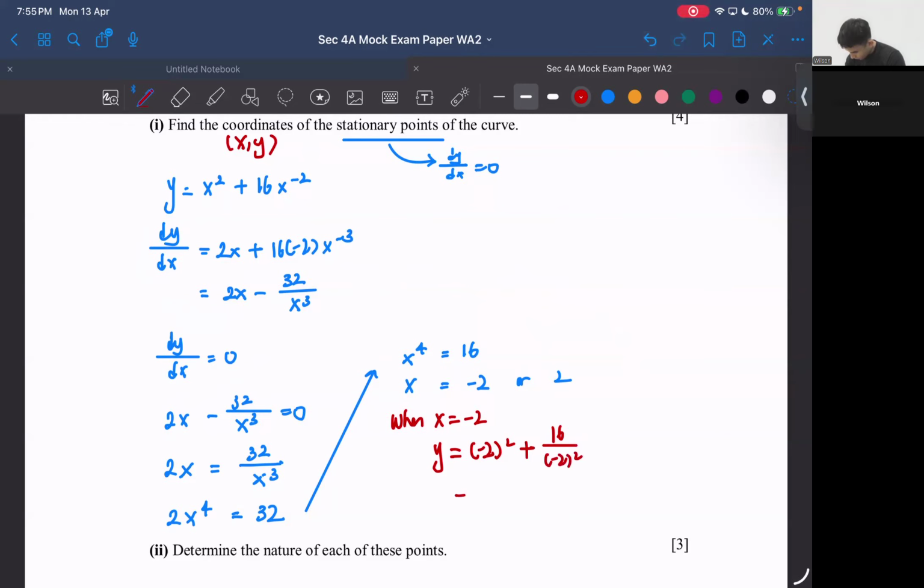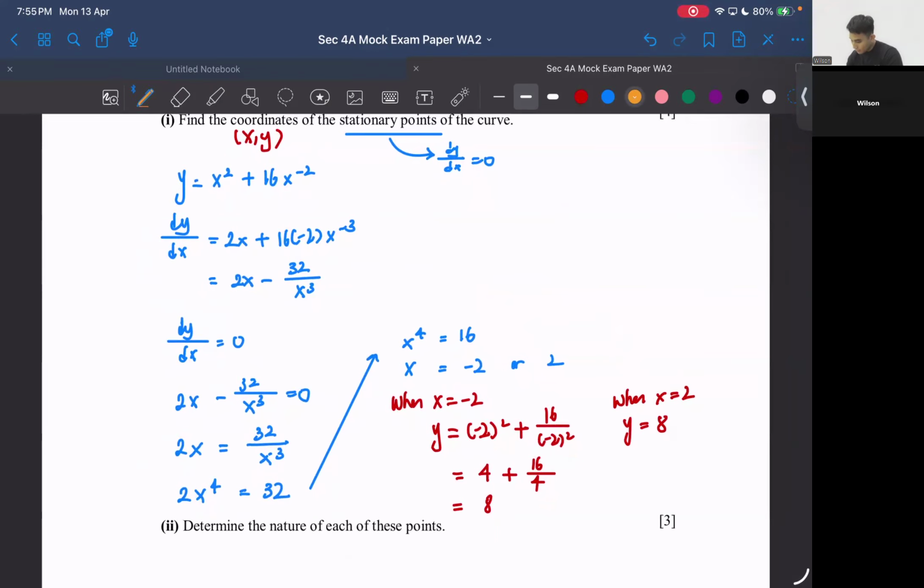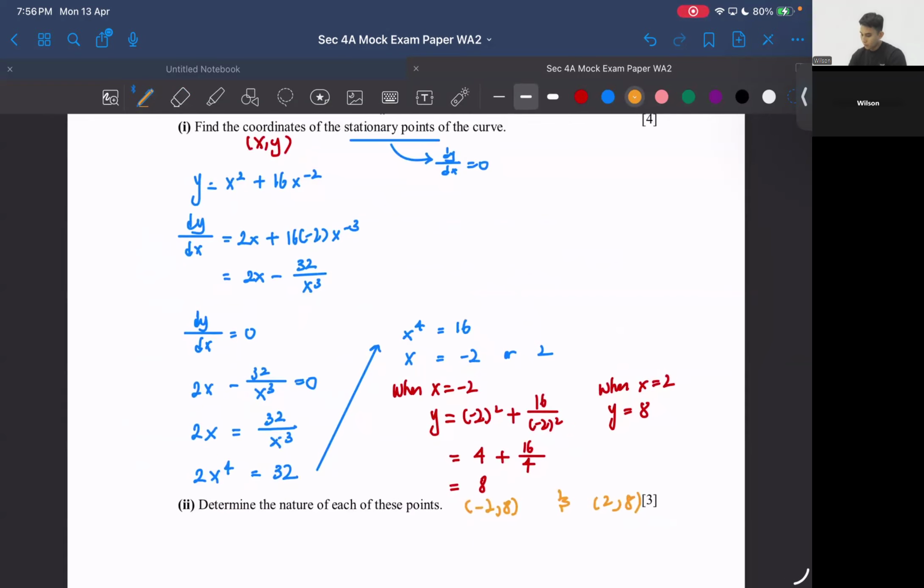Negative 2 squared. So this one should be 4 plus 16 over 4, right? Which equals 8. And then the same one, right? When x equals 2, this one should have the same y value, because of the square. So the final answer: negative 2 and 8 will be one coordinate, and 2 and 8 will be the second answer.